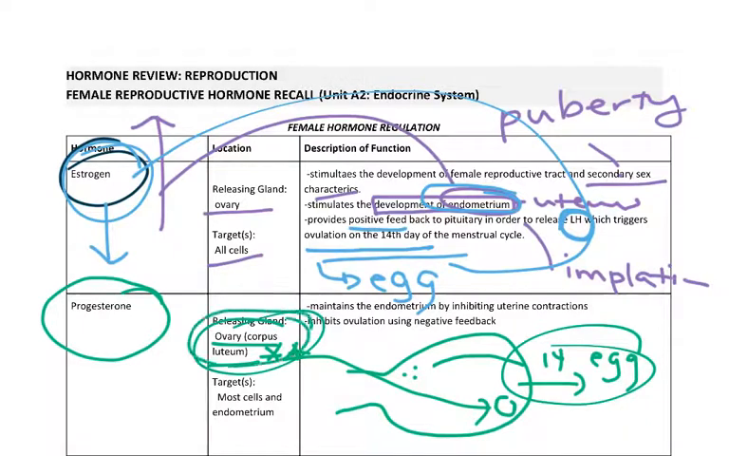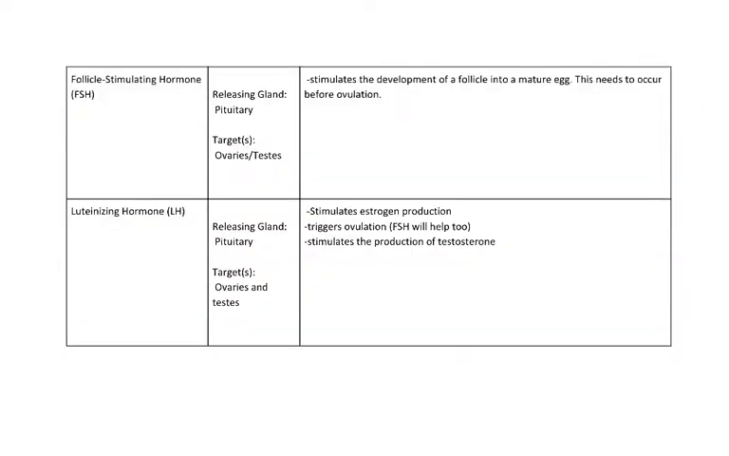Before this corpus luteum fully leaves and disintegrates, it is going to be responsible for producing progesterone. What the hormone actually does is inhibit uterine contractions, and it's also going to inhibit ovulation using negative feedback. Once again, we're going to review a little bit more when we get into our menstrual cycle, which is the next tutorial video.